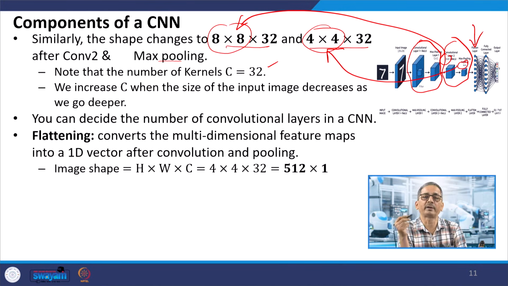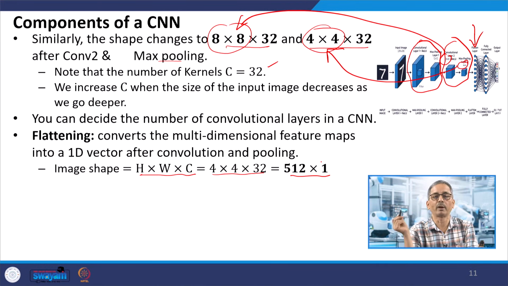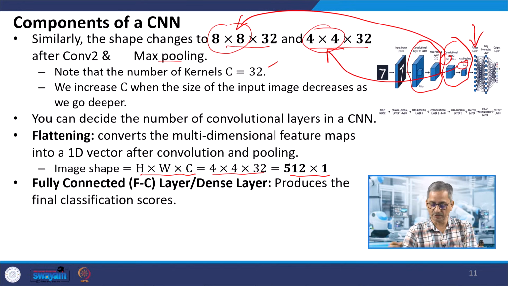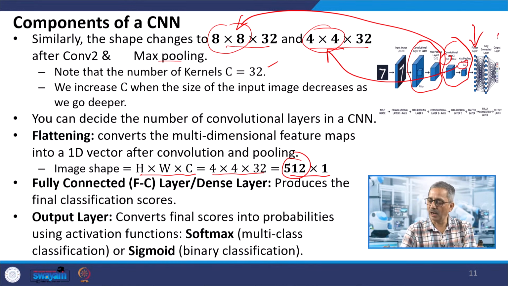Now, to convert it into the 1D vector, the image shape is height into width cross C. So this is 4 cross 4 cross 32, which is going to be 512 cross 1. So this is the flattening layer. You are going to have 512 inputs over there. Then we have the fully connected layer, the dense layer. This produces the final classification score, and then we have the output layer, and this converts the final score into probabilities using an activation function.